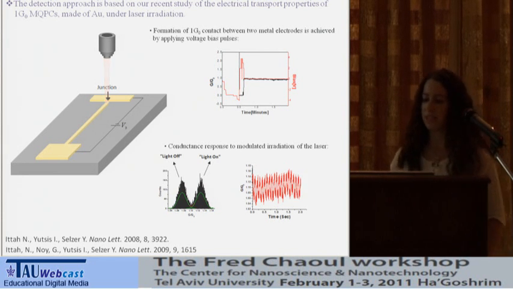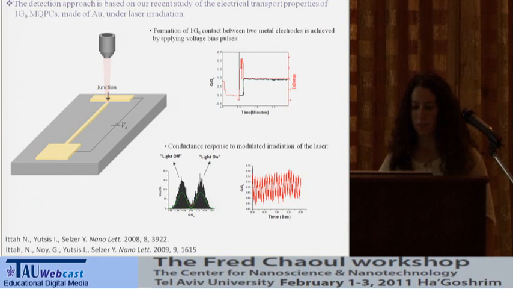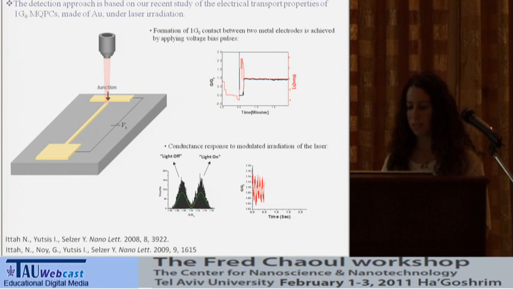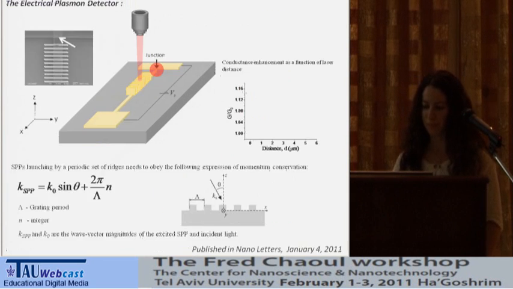So then we take these junctions and illuminate them with laser irradiation, and see that we have an enhancement in the conductance, which we can calculate by separating the light-off conductance and light-on conductance. And we also see that the conductance responds to modulated irradiation of the laser. Okay, here you can see the electrical plasmon detector.